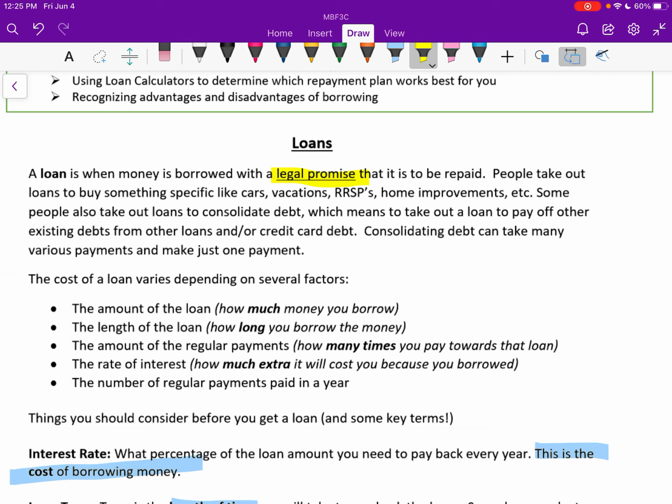The cost of a loan varies, and it depends on several factors. The first is the amount of the loan, so how much money you actually borrowed. The length of the loan, how long you borrowed the money for, so like 10 years versus 2 years. The amount of regular payments that you make towards that loan. The rate of interest, so how much are they charging you on top of the money you already borrowed to actually borrow it, right? And then the number of regular payments you make per year.